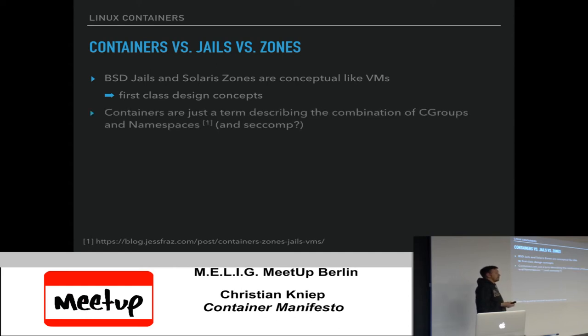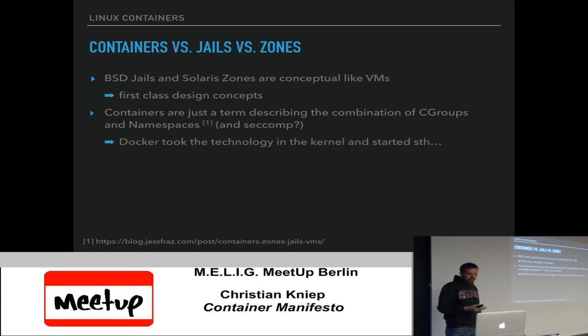And container is just a term. It's describing a combination of C groups and namespaces, according to her. And I think you can also add SecComp profiles to this now. So containers are C groups, namespaces, and SecComp profiles. If you grep through the kernel, you won't find any hint of containers. The kernel is not concerned with containers. The kernel is concerned with C groups, namespaces, and SecComp. So container is just a term describing a combination of the three technologies.